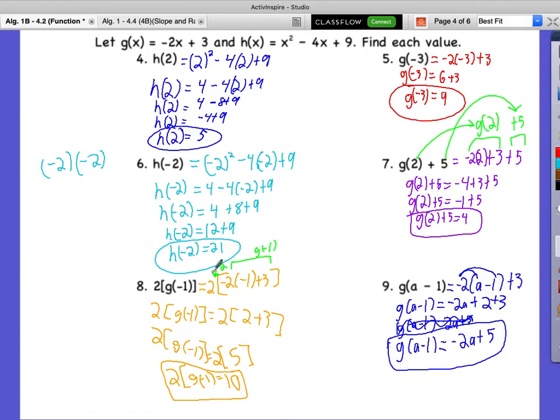So we put the 2 on the outside and put all of the g of negative 1 inside. Okay. So we plug negative 1 in here, and put the 2 outside of the brackets, just like it's written there. Okay? And then we follow order of operations. We need to do inside this bracket first. 2 times negative 1 is negative 2. Add 3 to that, get 1. But 2 times 1 is 2.